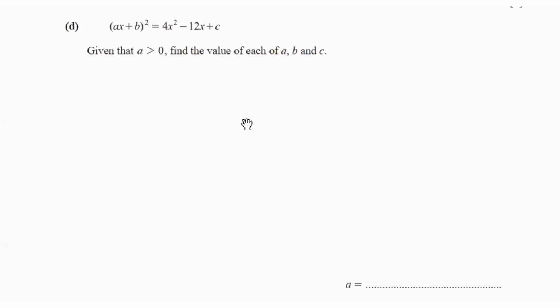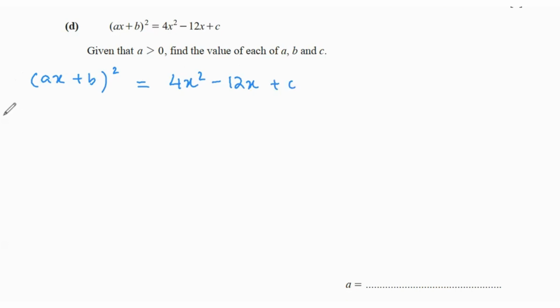Then it says ax plus b whole square equals 4x squared minus 12x plus c. Given that a is greater than 0, find the value of each of a, b, and c. So let's expand the bracket on the left-hand side. Ax plus b whole square, which equals 4x squared minus 12x plus c on the side.